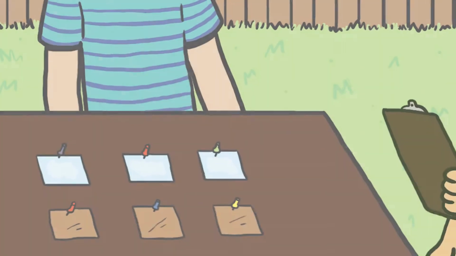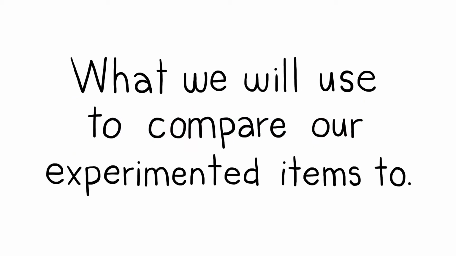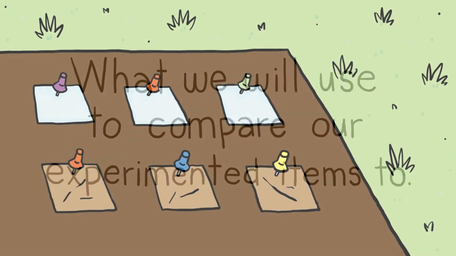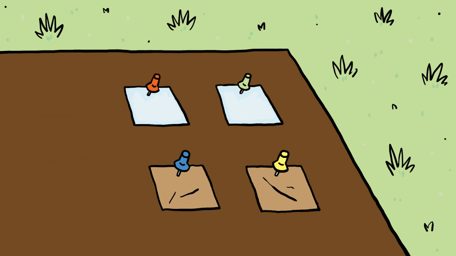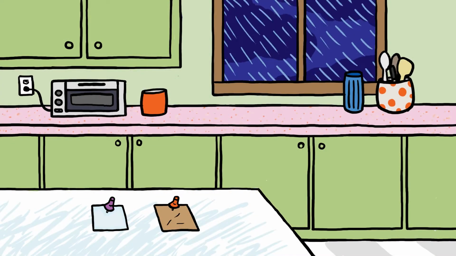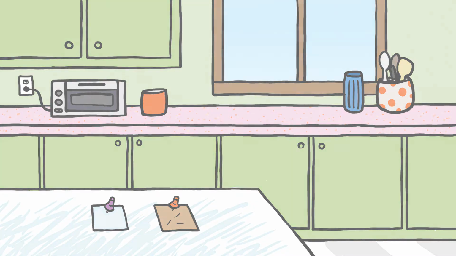Now that we have constants, we must come up with a control. A control is what we will use to compare our experimented items to. In this experiment, we would take one of the 3 squares of paper and plastic and keep them inside. These squares are going to be protected from any weather like rain or sunshine. This will have no influence on how fast the materials will break down, making it the control.